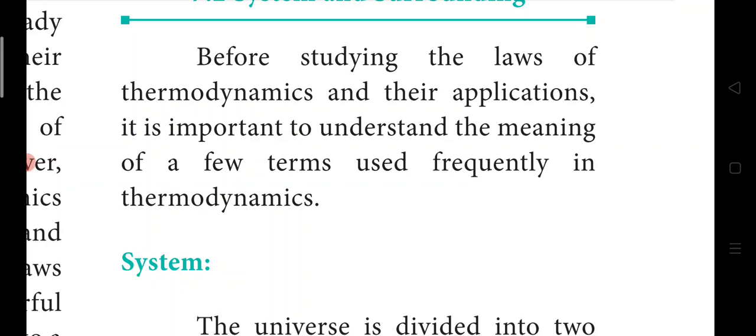So this is the first time you are learning thermodynamics also. So we need to know a few terms. We will not be using simple terms like in the other lessons. Here it has some separate terms to be used. So we need to know that first.